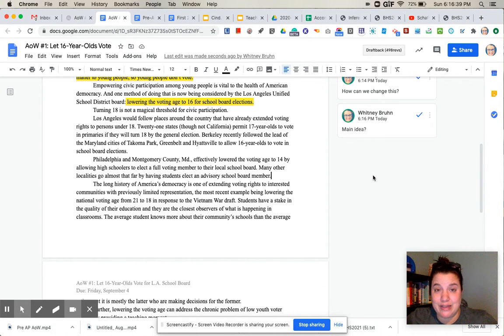So that means that you guys would be getting to vote for who's on the school board and who's making the decisions that affect you. That's not in the article, I'm just letting you know.